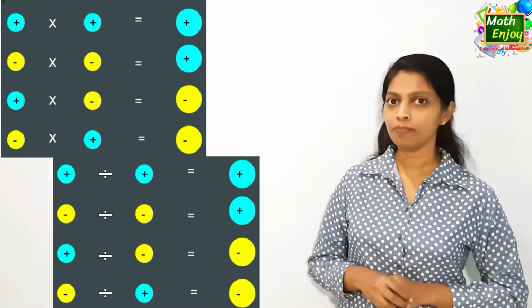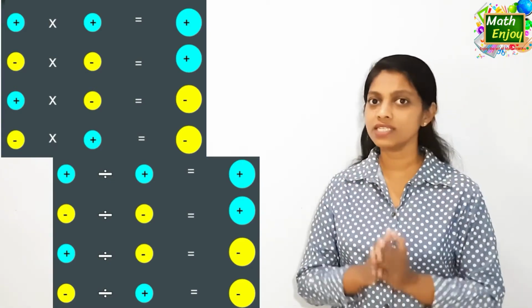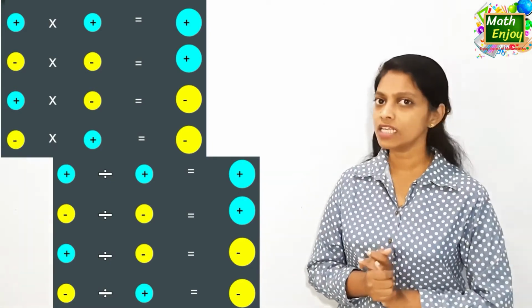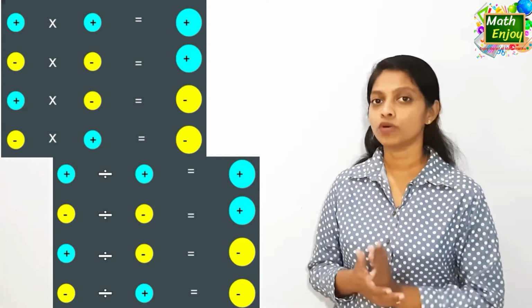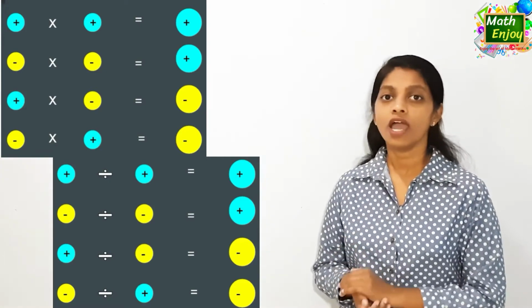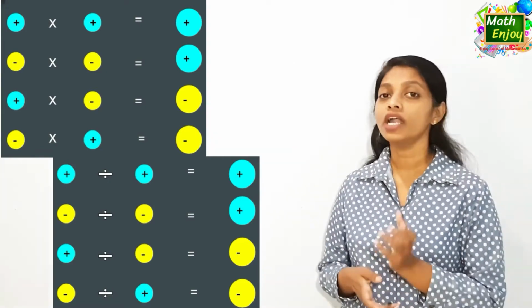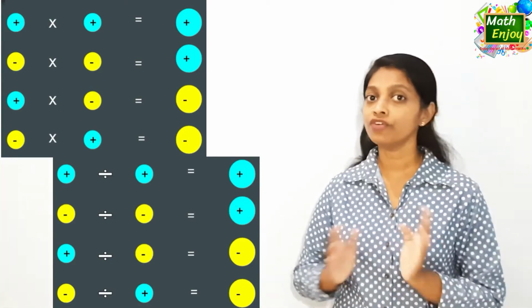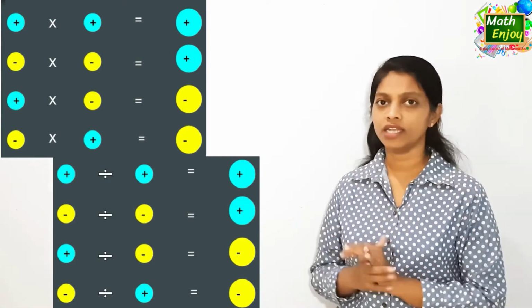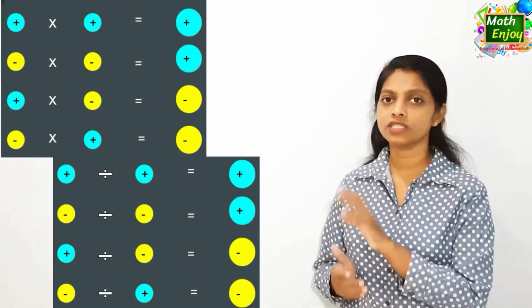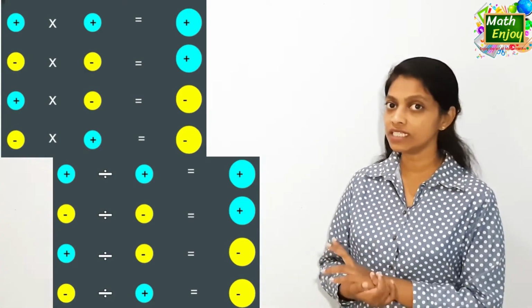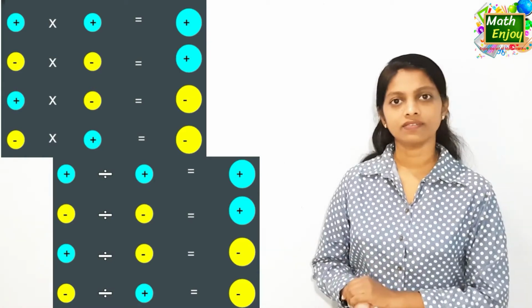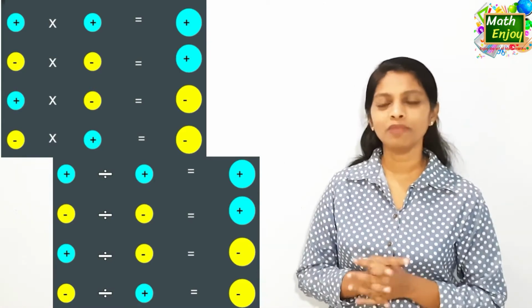If we multiply two integers with the same sign, the answer is positive. If both are positive, the answer is positive. And also, if both are negative, the answer is positive. But if they are in different signs, then the answer is negative. It means if one is positive and the other one is negative, the answer is negative. Only these two things you have to remember.